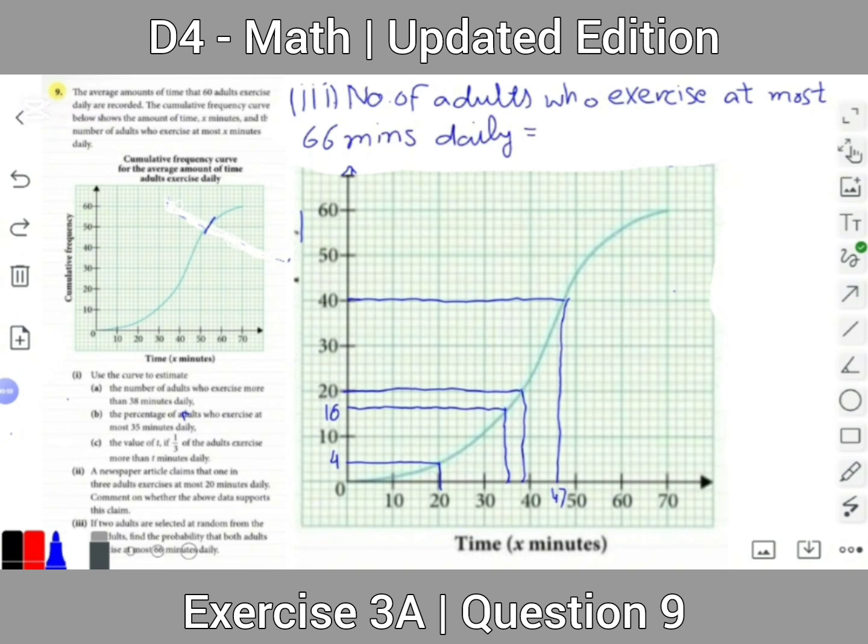So from the x-axis, here we have 60, 62, 64 and 66. Here we have 66 and now we will draw a vertical line until it intersects the curve. Now from the point of intersection on the curve, we will draw a horizontal line until it touches the vertical axis. So here we have the reading of approximately 59. So the number of adults who exercise at most 66 minutes daily is equal to 59 from the curve.